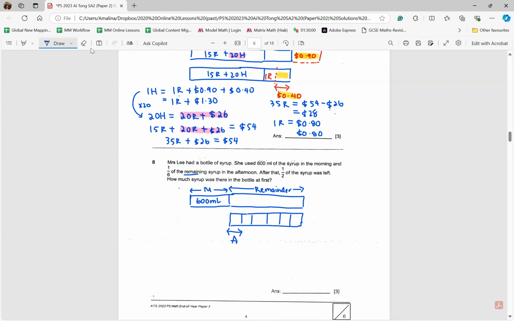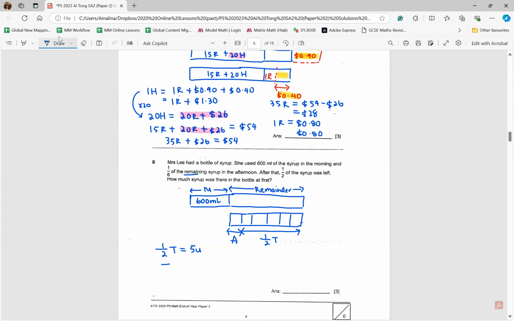Okay, now after that, half of the syrup was left. So this part here is my half of the total. So I put T, meaning my half of the total syrup. So how much syrup was there in the bottle at first? This one is quite basic, the model. So half of my total, if I see my model, is equivalent to, sorry, not 4, 5 units. Okay, 5 units is my half total.